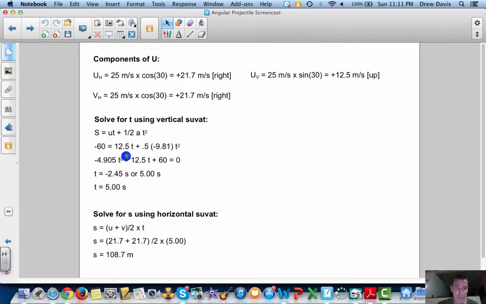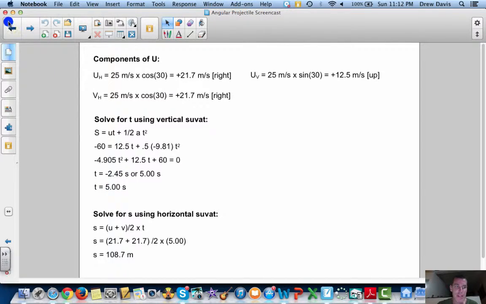So I plug in the numbers, and I get a quadratic equation, but you guys are whizzes with the calculator. You can graph it, you can use the quadratic formula, whatever you do. You're going to get two answers. The first answer is negative 2.45 seconds, before the cannonball was fired, which doesn't make a lot of sense. And the second is 5 seconds after. So 5 seconds is our time in the air.